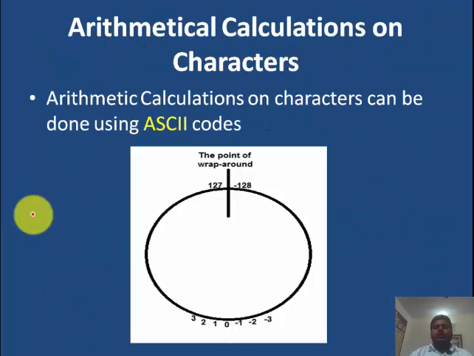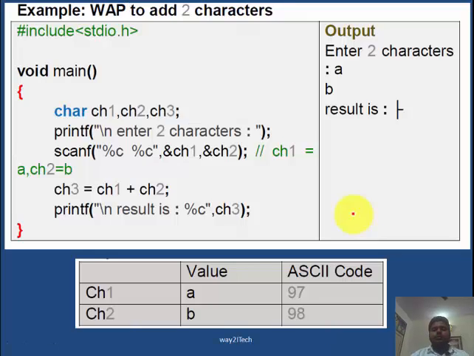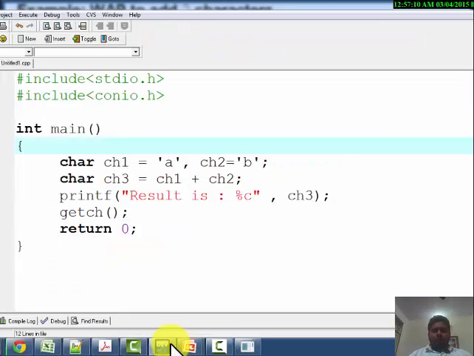So the next topic is arithmetic calculations on characters. We will see how arithmetic calculations work on characters. Arithmetic calculations on characters can be done using ASCII code. We know every character has been assigned an ASCII code, so characters act as integers as they have been assigned an ASCII code. So here is the program: write a program to add two characters. We will run this program and see it.